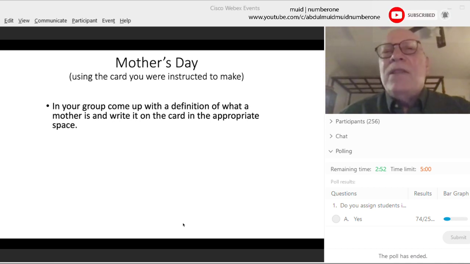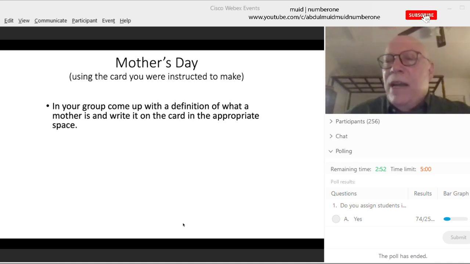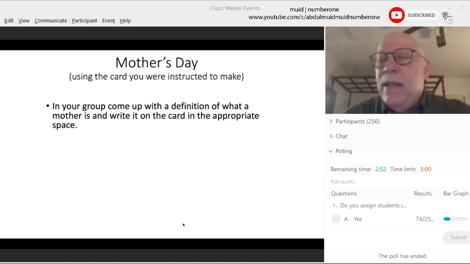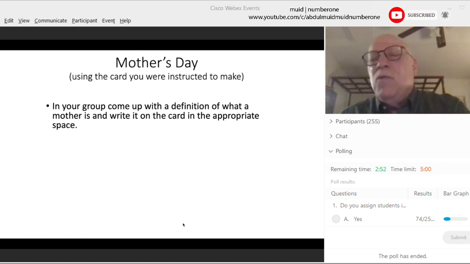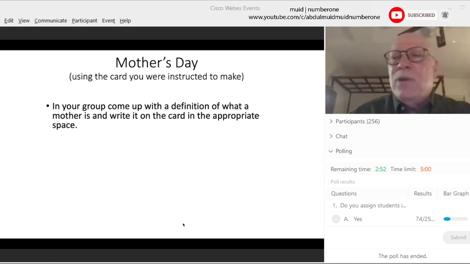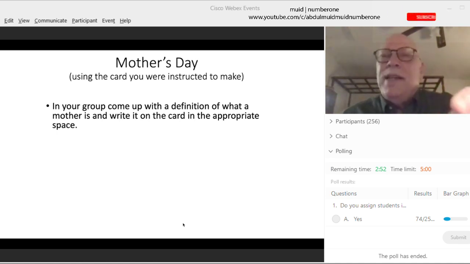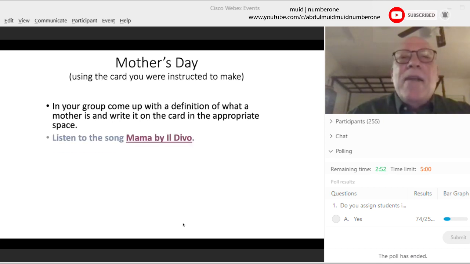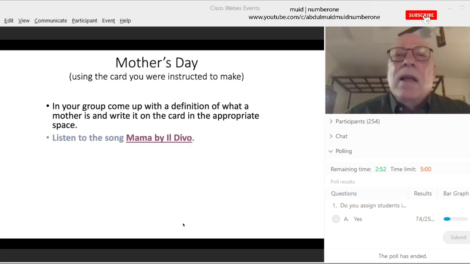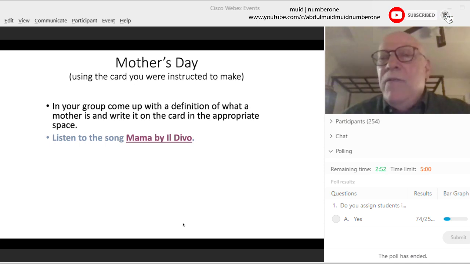And I found that this is very interesting. They all come up with very interesting definitions of what mother is. And when I've had groups of all guys and groups of all girls, the guys come up with a totally different version of what a mother is than what the girls come up with. And the mixed groups and girls come up with an even more different version of what a mother is, a definition. So it's really interesting. So then I have them listen to the song Mama by Il Divo.